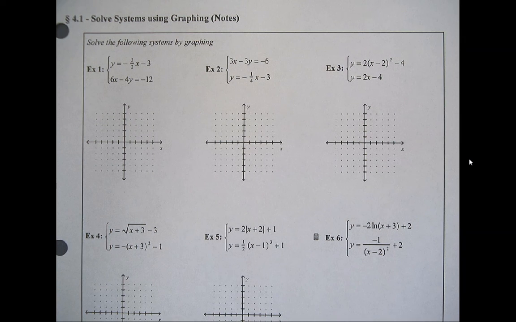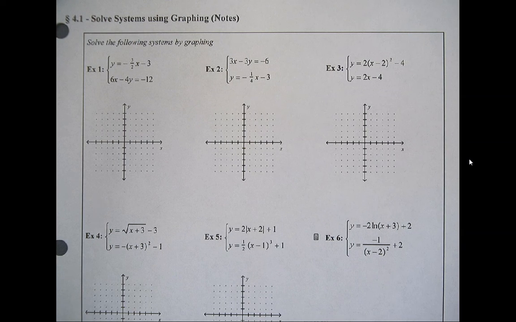So when you're looking at a system, that's a situation where you have two or more equations occurring at the same time. The solution to a system is the point that works in the first equation and works in the second equation at the same time. That's what we would call the solution. So for me to figure out what points they have in common, I would just graph them and see where they intersect.